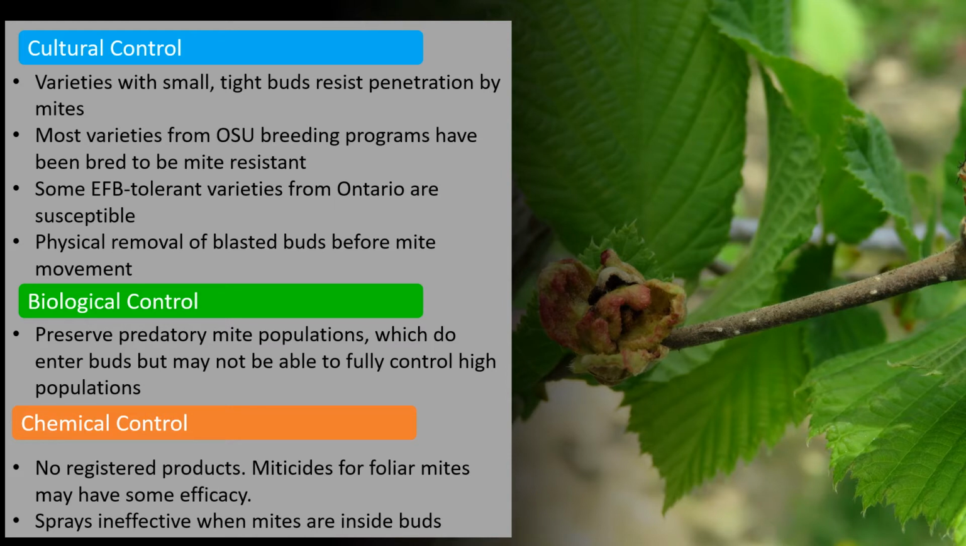Going back to cultural controls, in addition to variety selection, if you have small enough trees and few enough trees in your orchard, you can physically remove the blasted buds and either take them out of the orchard altogether or just toss them in the middle of the orchard in case there are predators present in the buds.